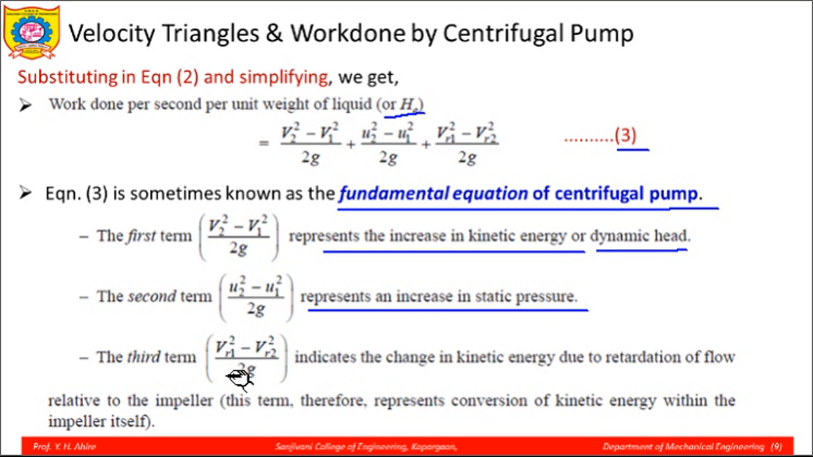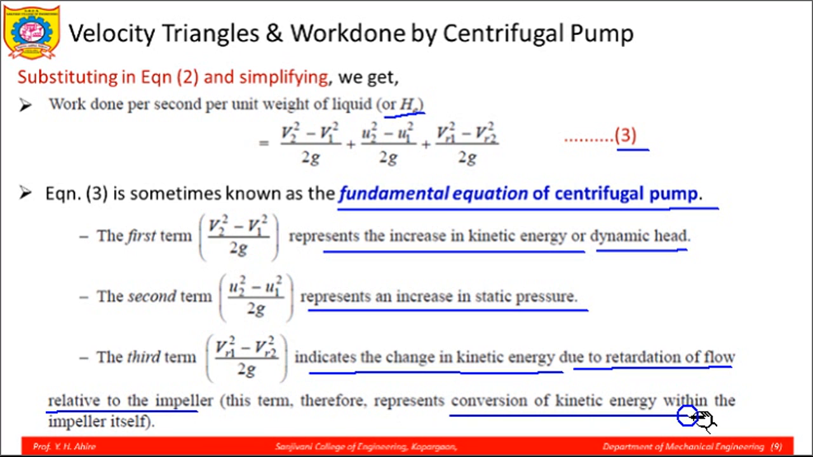The third term, (Vr1 square minus Vr2 square) by 2g, indicates the change in kinetic energy due to retardation of flow relative to the impeller surface, and this term therefore represents the conversion of kinetic energy corresponding to the relative velocity into pressure within the impeller itself. So the retardation is taking place with respect to the impeller surface in terms of relative velocity, and it is ultimately converted to an increase in the pressure in the impeller itself.